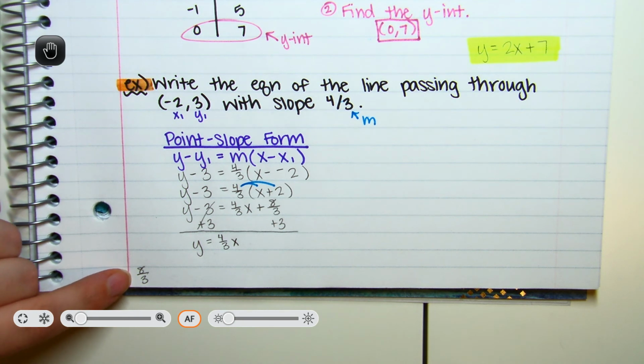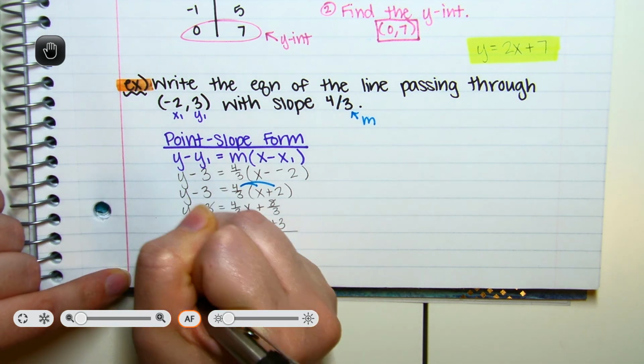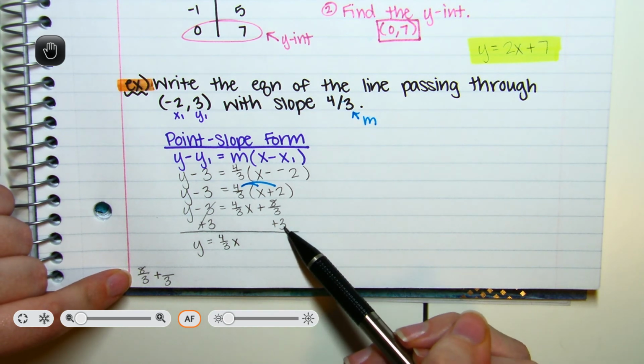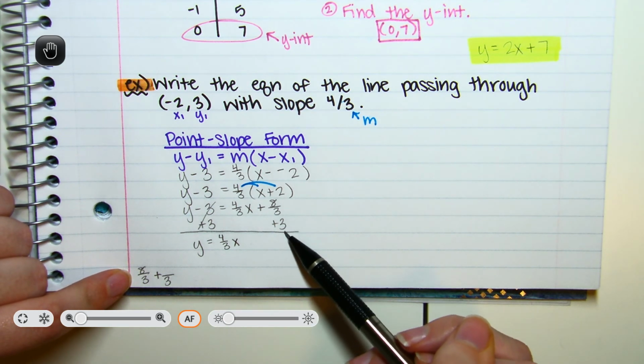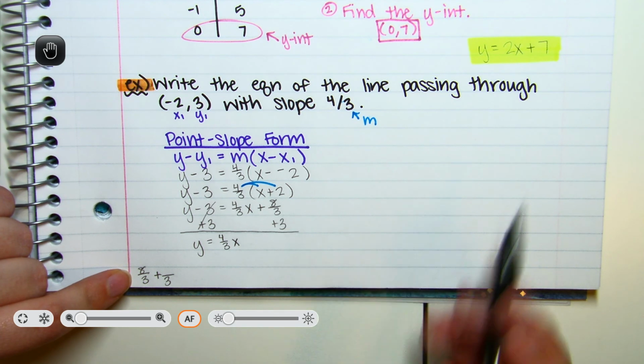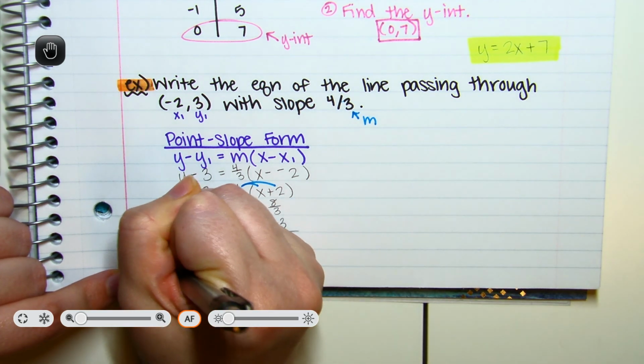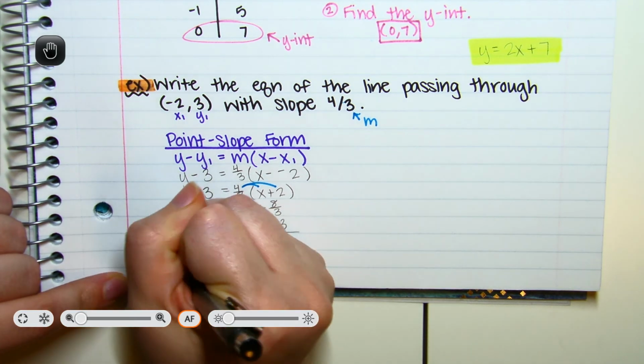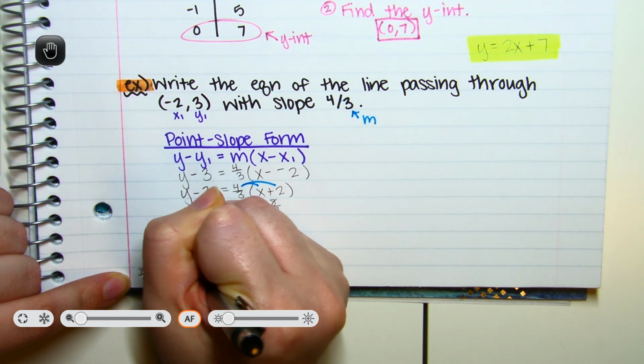So 8/3 plus 3, but I need to make this so that it's a fraction over 3. So I have to multiply top and bottom. This is like saying 3/1. I need to multiply top and bottom by 3. So instead of saying I'm adding 3, I'm adding 9/3, which is still 3. So this gives me 17/3.